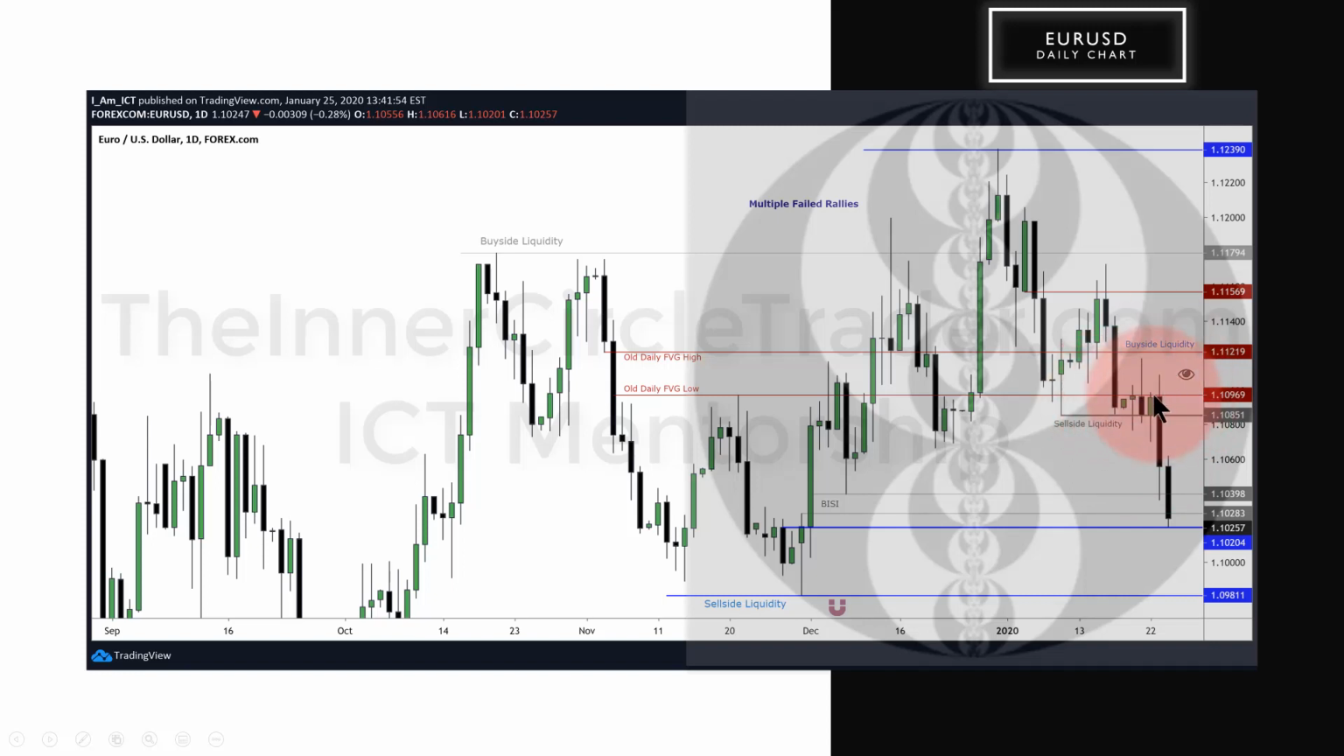Now, again, yes, we had some wicks, okay? But those wicks didn't go to just random levels. They went to a level where we've been outlining things in the past. Consequent encroachment, that's the middle of a gap, just like the mean threshold is the middle of an order block. Well, price is being allowed to go to consequent encroachment here, and then price sends it lower.